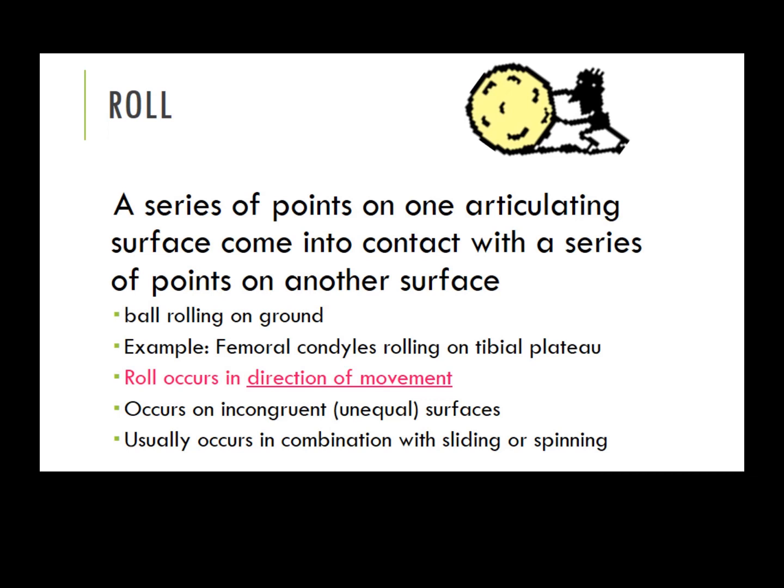Rolling never happens alone. It usually happens in combination with sliding or spinning. Rolling is not an independent movement which happens within a joint. It always happens in combination with sliding or spinning. So this was about rolling.